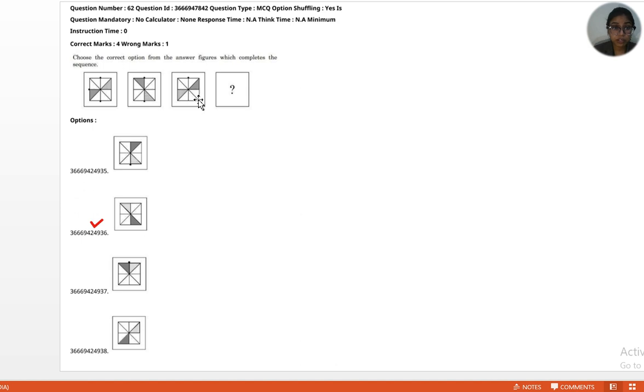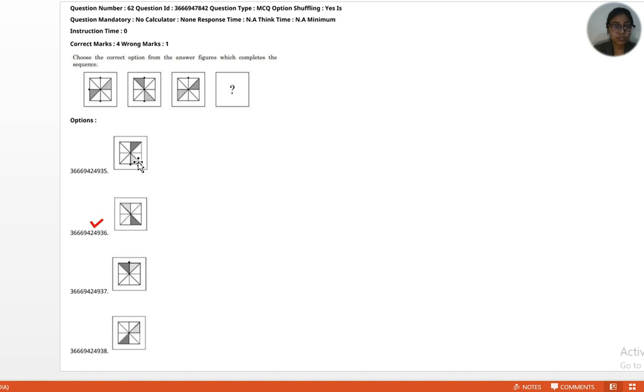So this time what they will do, they will skip this part and shade this one, and the opposite one is this one. So these two triangles will be shaded. Now in the question given to you, find out which is the right one. See, option number B, this part is shaded and this one is shaded.